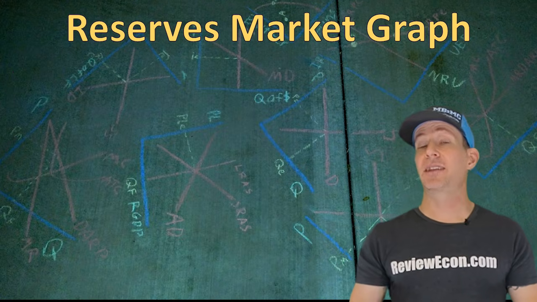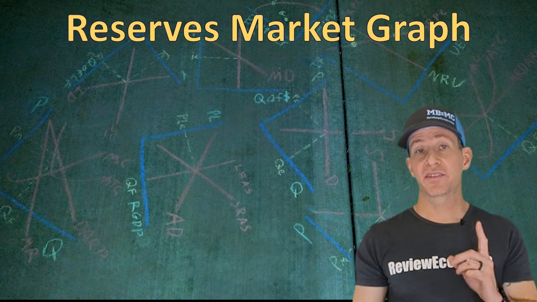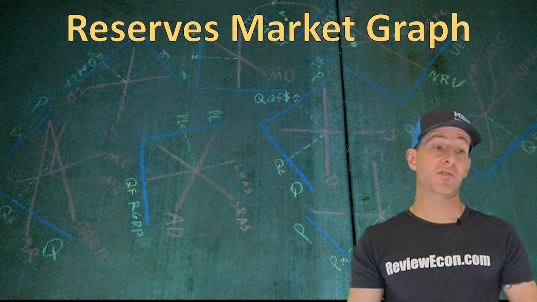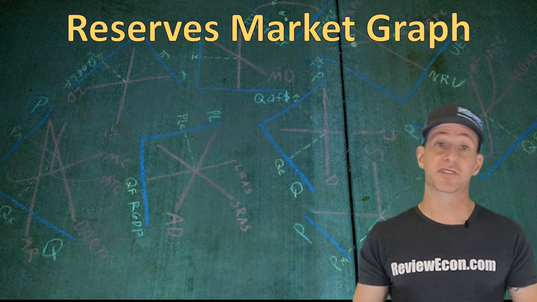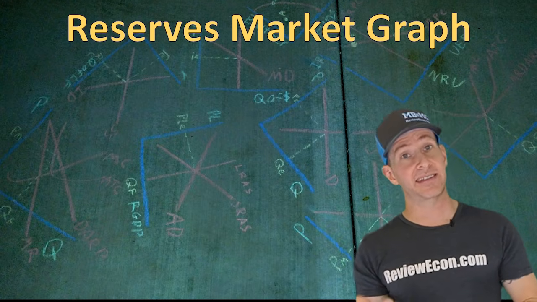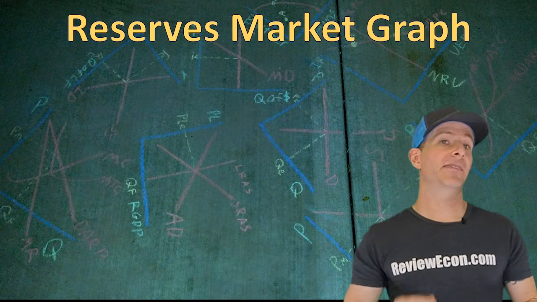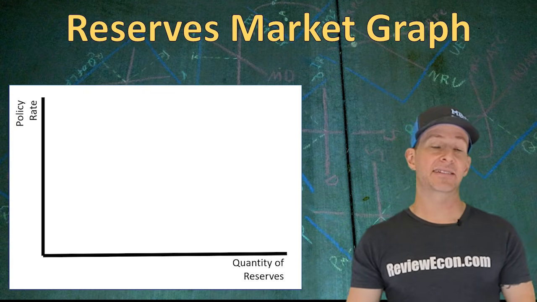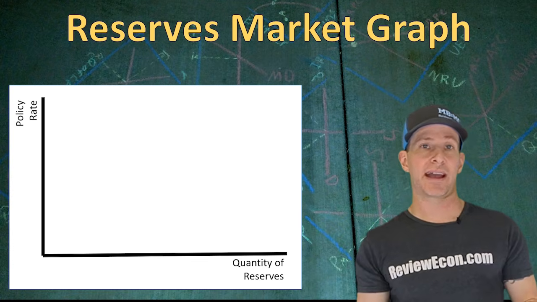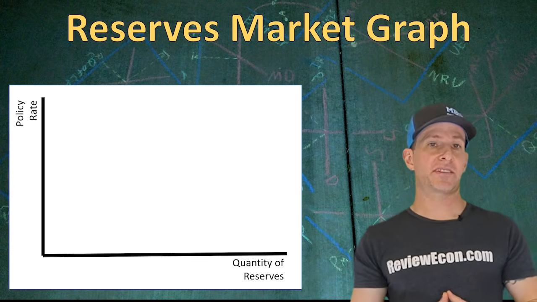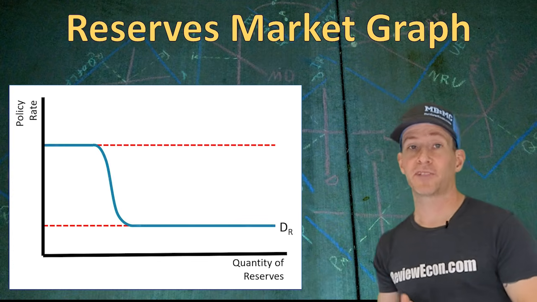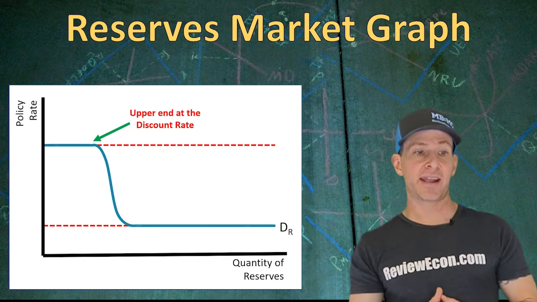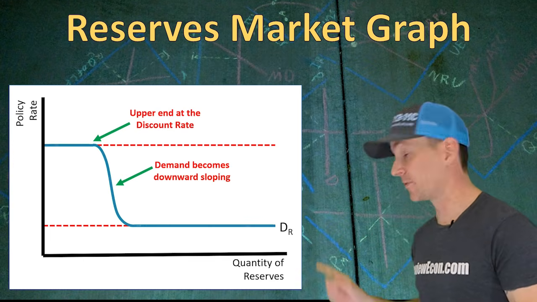Now, when countries have an ample reserves banking system, the central bank in that country is actually going to use the reserves market graph to target interest rates instead of the money market graph. Here we see that reserves market graph. We have the quantity of reserves on that x-axis and the policy rate on the y-axis. And there are three portions of this demand curve. We have an upper flat portion at the discount rate, and then the demand curve becomes downward sloping.